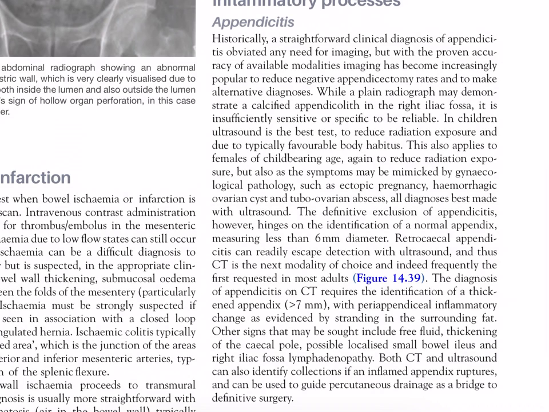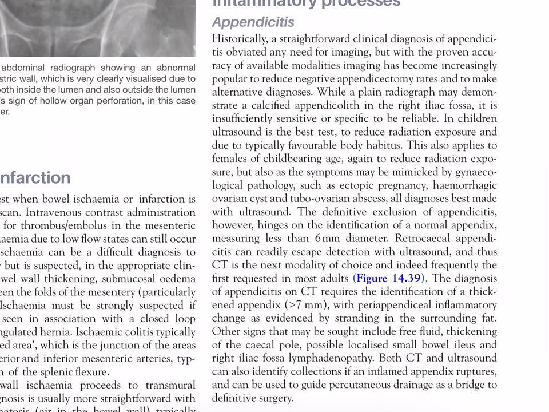But with proven accuracy of available modalities, imaging has become increasingly popular to reduce negative appendicectomy rates and to make alternative diagnoses. While a plain radiograph may demonstrate a calcified appendicolith in the right iliac fossa, it is insufficiently sensitive or specific to be reliable.